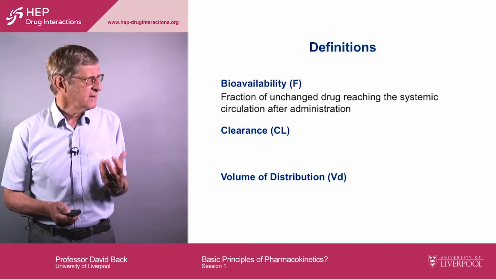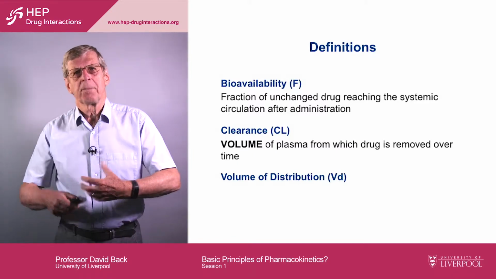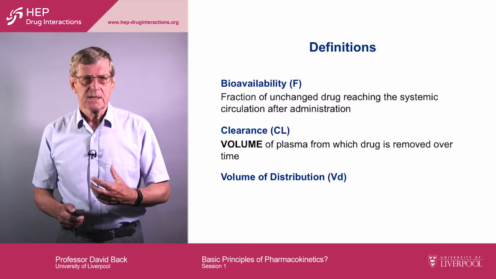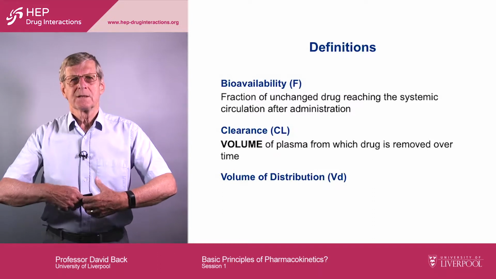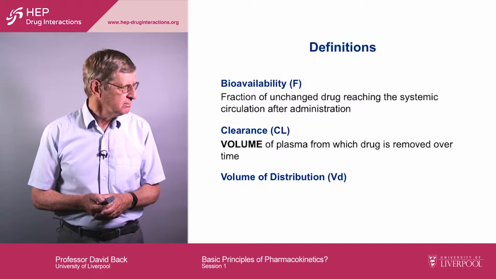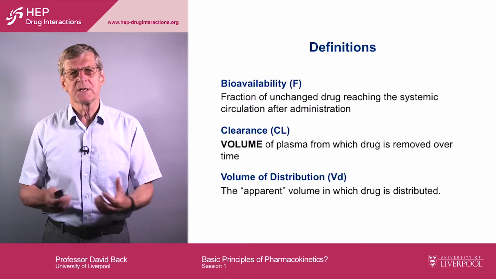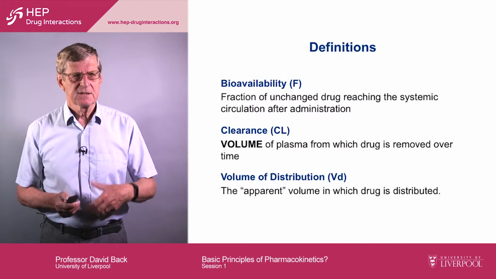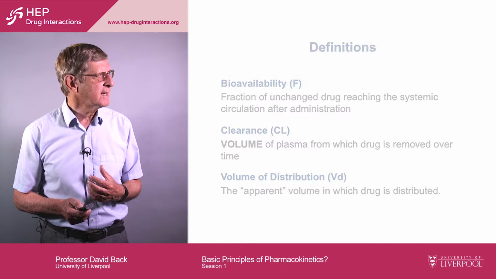And then clearance. What is clearance? Well, clearance is the volume of the blood, the plasma from which the drug is being removed over time. So the body is getting rid of the drug, and it's the volume of the blood from which we're getting the drug removed. And then volume of distribution, that's a parameter actually which is apparent. It's the apparent volume into which the drug is going, and has different values for different drugs. So these are some of the key concepts, parameters that we have to define.